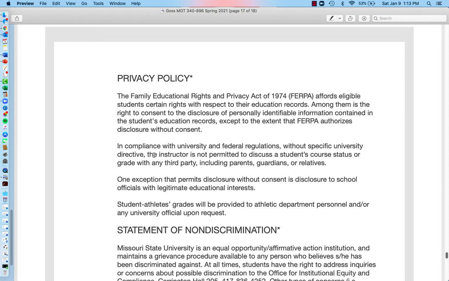I don't care if you have signed the FERPA waiver or anything like that. This is not between me and your parents. This is not between me and your therapist. This is not between me and another professor. This is between me and you. So the answer to that is no, I'm not going to do that. Again, if I get a directive from a boss of mine to do it, then I will.